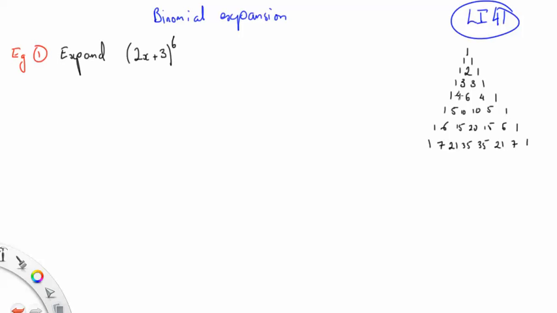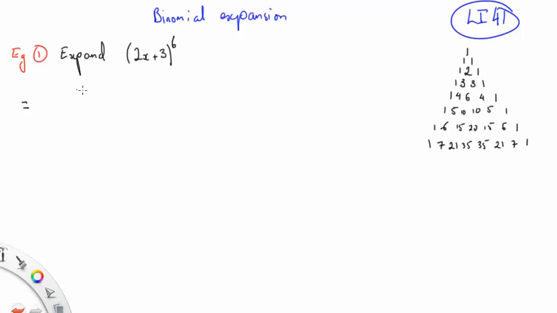That's going to be very useful to expanding this. But how do we go about it in one line? I mean, you could do 6 sets of brackets, 2x plus 3, 2x plus 3, 2x plus 3, but that would just take forever. So here's how you do it. I don't want to show you the formula because it's just a bunch of symbols, and I think it's more confusing than if you actually look at what's happening.